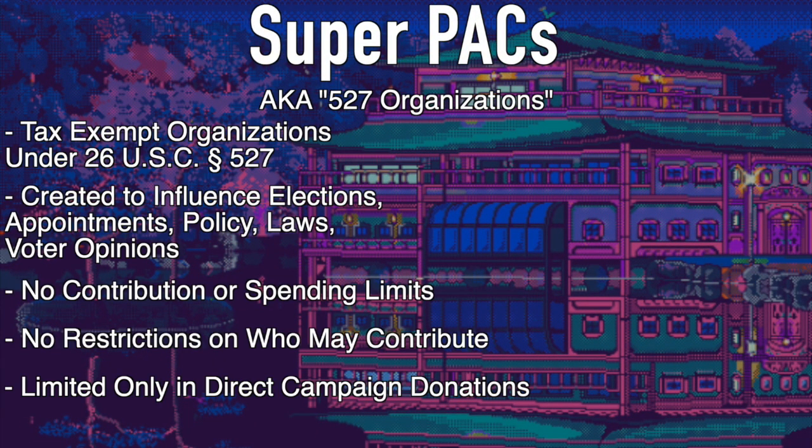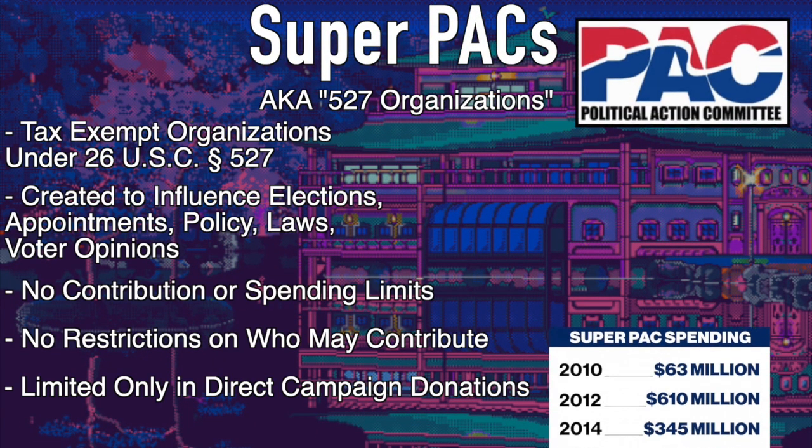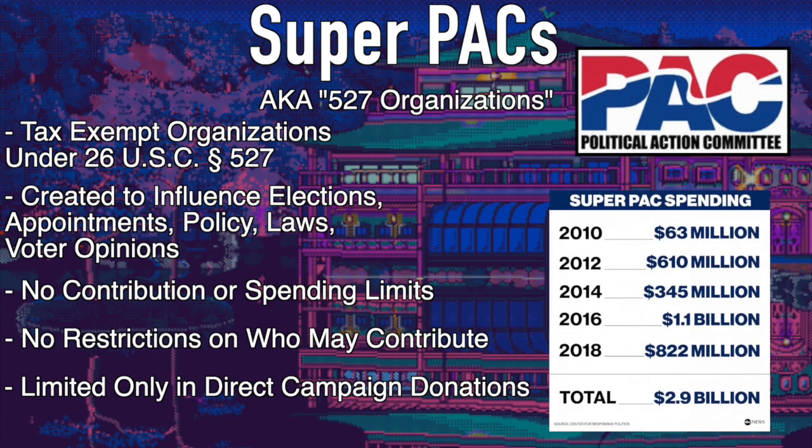Super PACs are like political action committees, but on steroids. These are committees that can raise unlimited funds from individuals, corporations, or other groups in support of or against political agendas. They are tax exempt under 26 U.S.C. 527. They can run ads, they can make phone calls, they can send mail, and everything else under the sun. Their only limitation is that they can't directly contribute more than $15,000 to a campaign. There are no limitations on who can contribute, how much they can contribute, and how much a super PAC can spend on influencing an election.